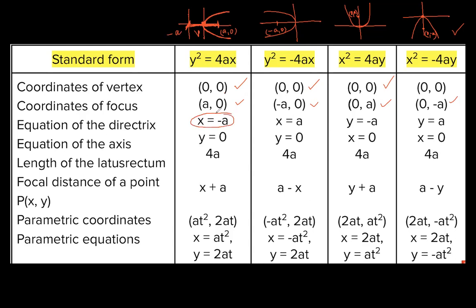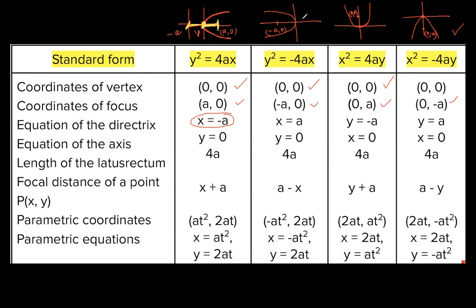Directrix is that imaginary straight line, a fixed straight line, and it is at the same distance from the vertex as the focus, but on the other side, on the negative side. Because this is the origin. This point is the origin. So from the origin, you are moving this a distance positive, so you reach the focus. And from the same point, if you move left of it, that is minus a. Done. Got it?